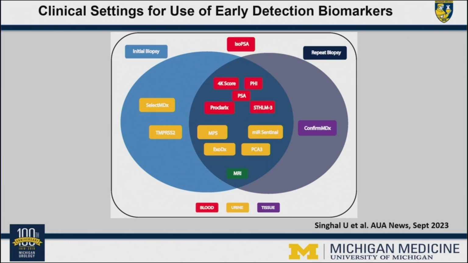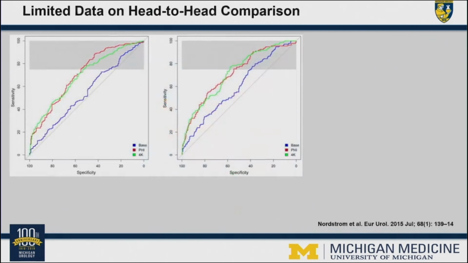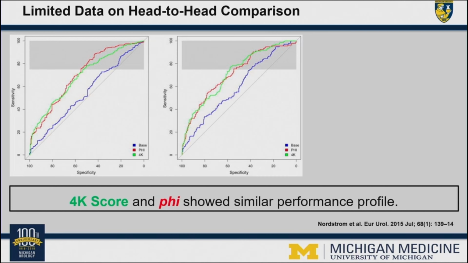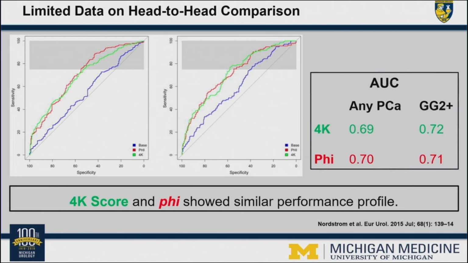You saw this slide shown by Dr. Carlson earlier. I think what we need is to be able to compare the performance of the biomarkers head to head, but we have very, very limited studies. And this is one study that I could find from like 10 years ago that compared 4K score and 5 score head-to-head in the same patient population, and they reported very, very similar performance profile, as you can see in the AUC comparisons for detecting any prostate cancer or high-grade prostate cancer.